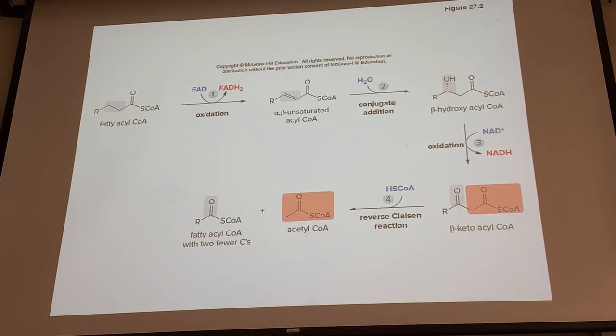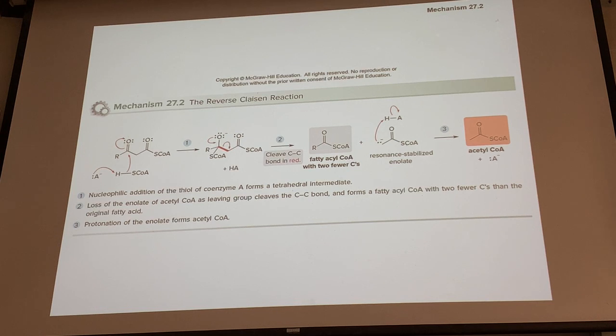A beta keto ester or a beta keto thioester can be broken up into two pieces via a retro-Claisen or reverse Claisen reaction. And that's what happens here with coenzyme A. We'll show you the mechanism of that fourth step in the beta oxidation process shown here.